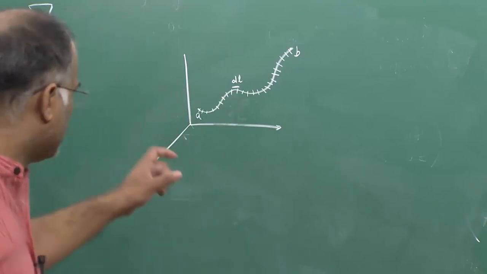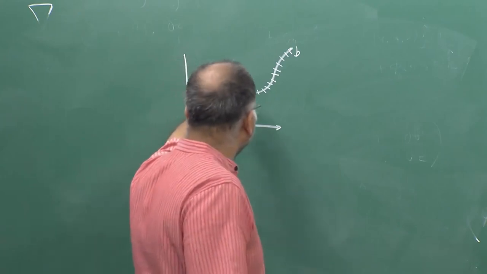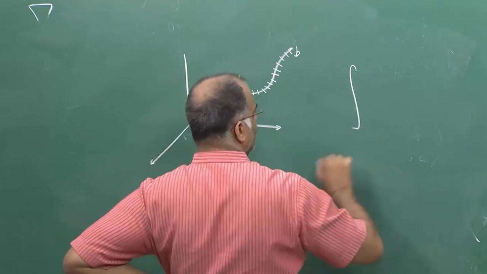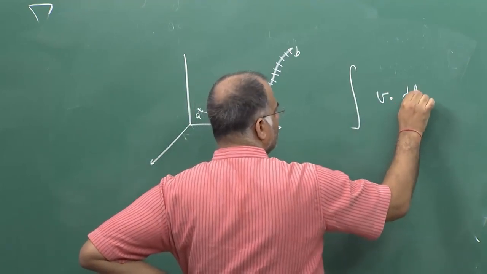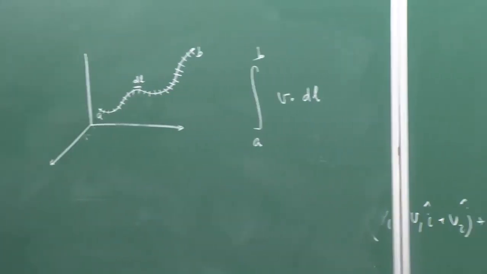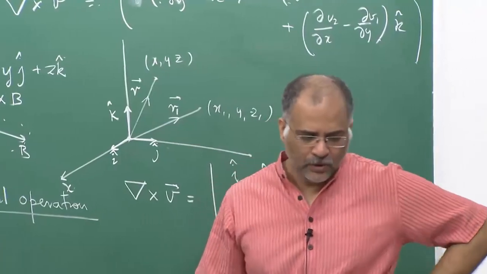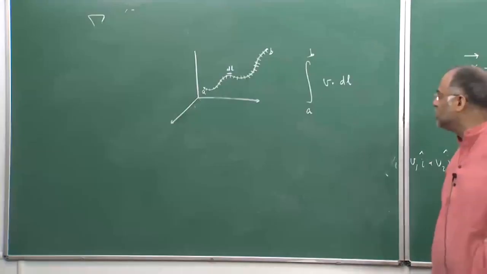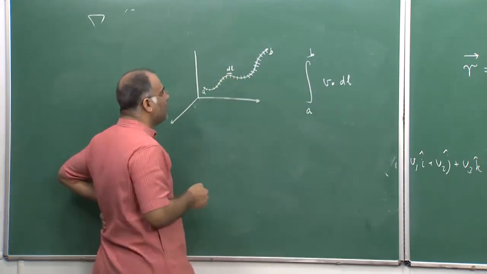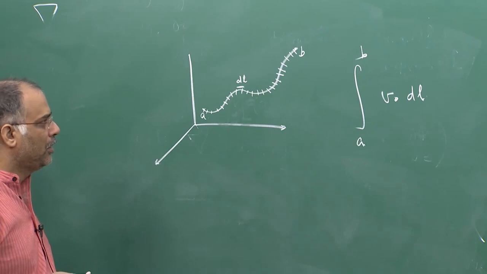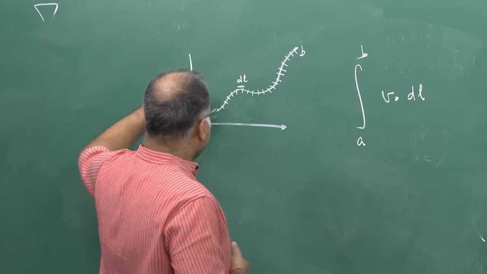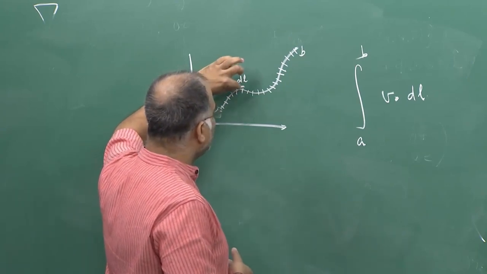dL is the line element. So basically, I'm looking at the integral of v dot dL from point A to point B. Right. So this is what I'm really trying to figure out. Now suppose I'm talking about v dot dL. So dL now essentially consists of what? This is the line element, and basically this is nothing but a piece of an arc.